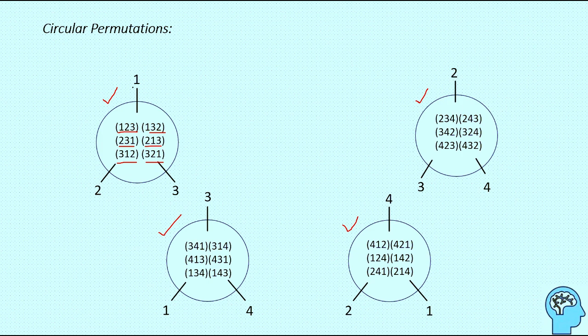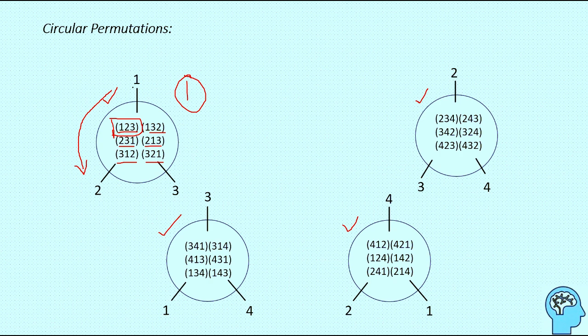To count the number of circular permutations, first we write the number of linear permutations and then count the main set as a single circular permutation. So 1, 3, 2 or 1, 2, 3. Here it is considered in the anti-clockwise direction. And 1, 2, 3 is one circular permutation.